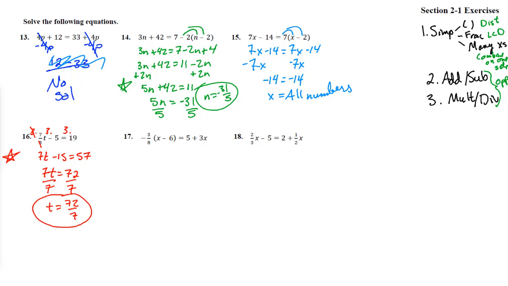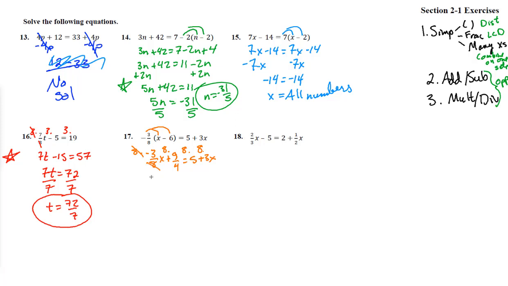Number 17. Do we have any parentheses? Yes, we do. Okay, let's jump that in and jump that in. We get negative 3/8 x plus, what is that? Positive 18/8. So that's positive 9/4 equals 5 plus 3x. Okay, do we have any fractions? We do have fractions. An 8 and a 4 as denominators, so we can times through by the least common denominator of 8. And what does that give to us?